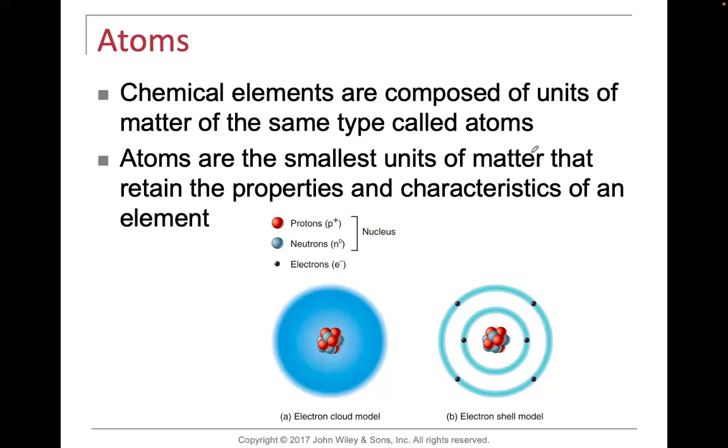Okay. So atoms, when we talk about atoms, the chemical elements are composed of units of matter of the same type called atoms. And these atoms are the smallest units of matter that retain the properties and the characteristics of an element. So when we look here, we see a bunch of what we call shells or valence shells or clouds. Sometimes they're called electron clouds. And in the center over here, we have this nucleus.